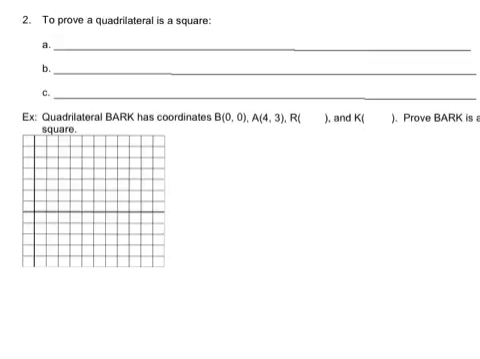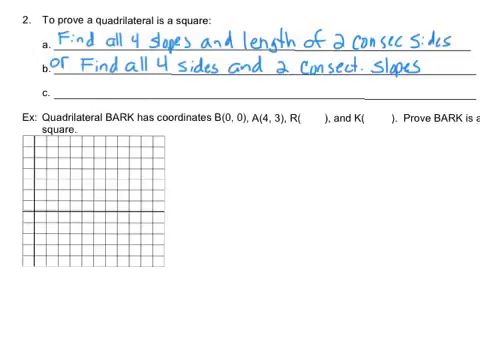Alright, when we proved a quadrilateral was a rectangle, we did all four slopes, and that was sufficient, because from that you could get its parallelogram and the fact that you have a right angle. When we prove a quadrilateral is a rhombus, we do all four distances, because that's sufficient. But now when we do a square, we've got to do a little bit of both, because a square is both a rhombus and a rectangle. So you can either find all four slopes and 2 consecutive sides, or find all four sides and 2 consecutive slopes. So I'll talk about both of these choices.